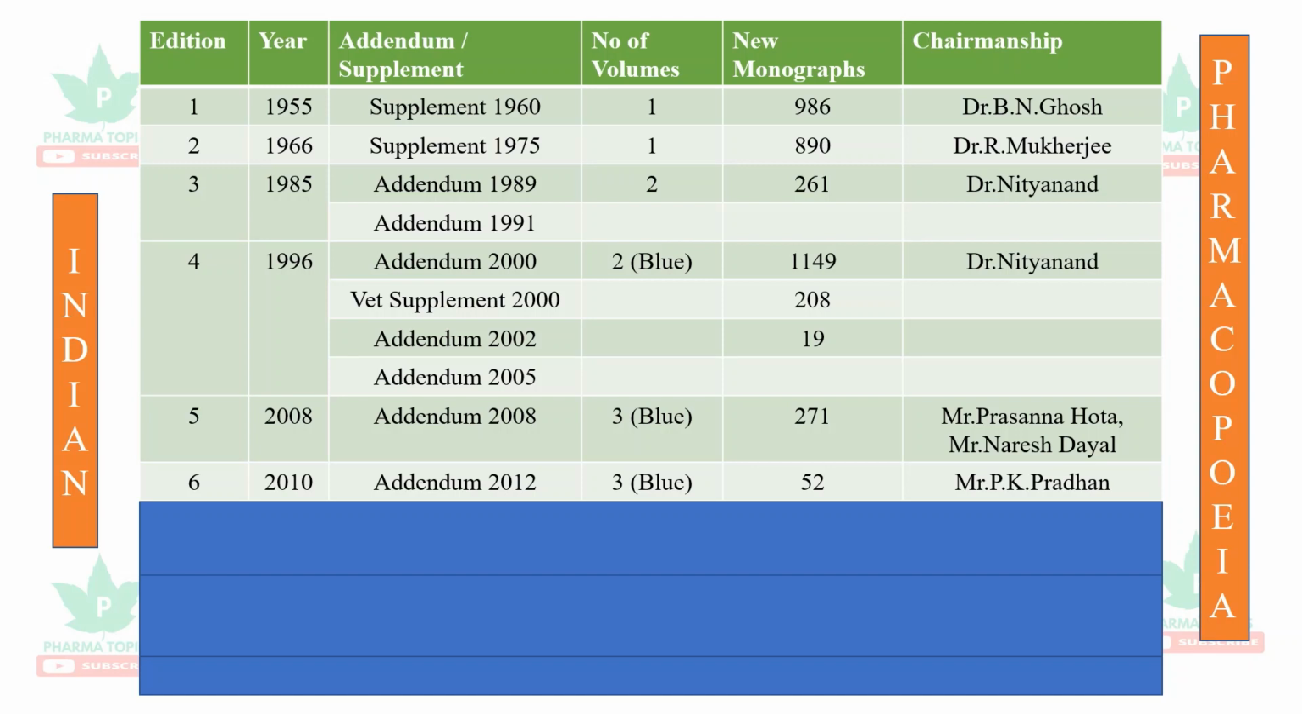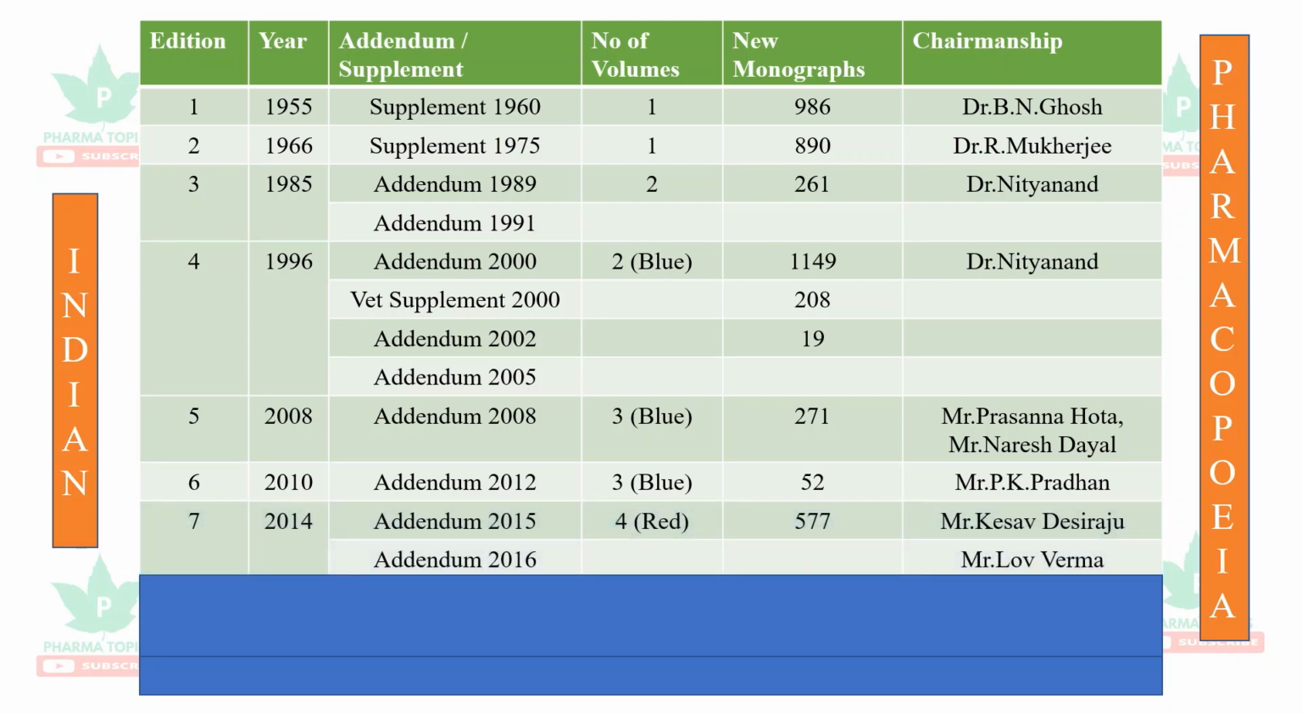2010. It had one addendum in the year 2012. It had 3 volumes. The color was blue. New monographs were 52. The chairman was Mr. P.K. Pradhan. The 7th edition of Indian Pharmacopoeia was launched in the year 2014.